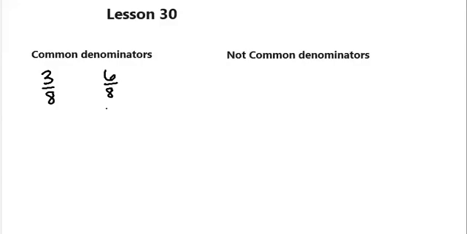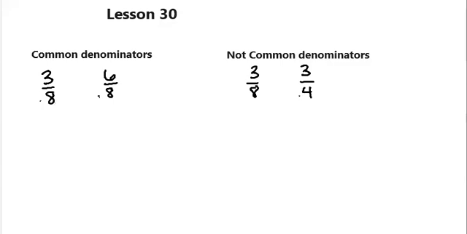These two fractions have common denominators. That means their denominators of 8 are the same. There's an 8 in the bottom of both fractions. Here are two examples, or two fractions, that are not with a common denominator. 8 is the denominator of one fraction, but 4 is the denominator in the other. These are not common denominators.